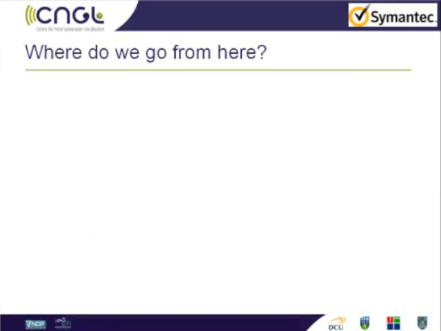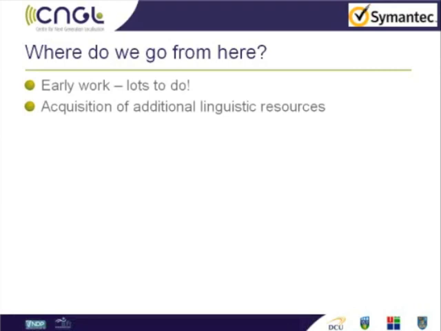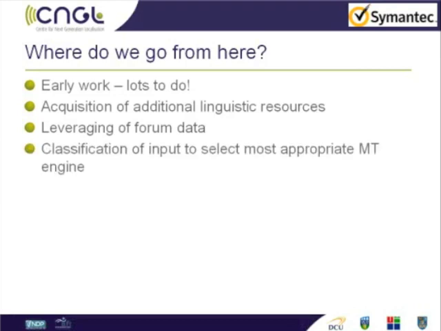So where do we go from here? It is early work, we've just begun, so there's lots to do. What we hope to do is to acquire additional linguistic resources in order to bolster our system. We also hope to increase the leveraging of forum data to make the translation more specialised, and to introduce a classification of the input so that the most appropriate MT system will be selected according to the input that's produced.